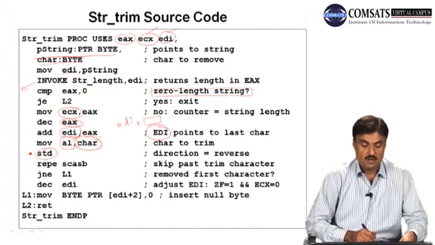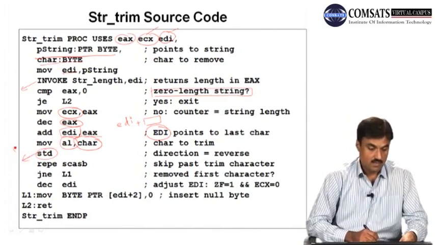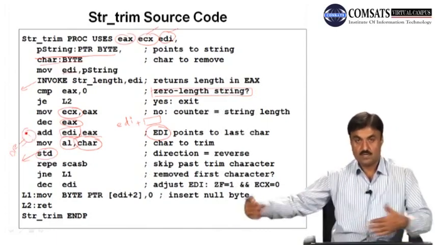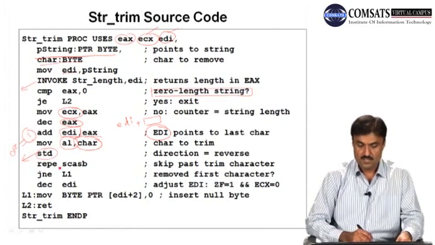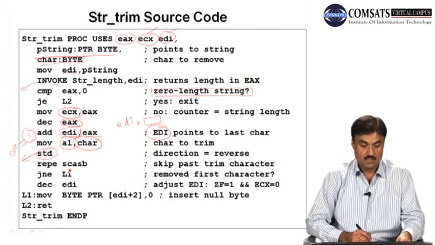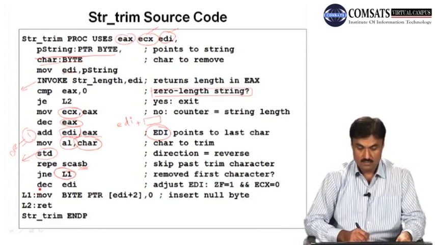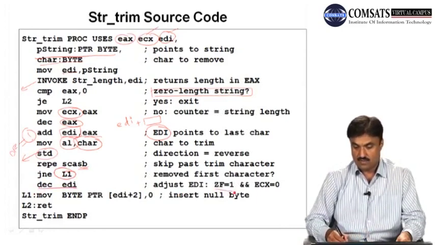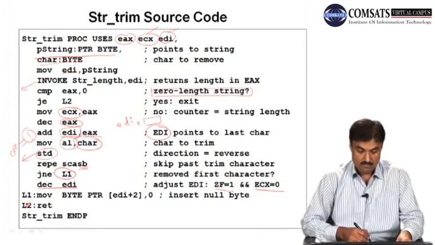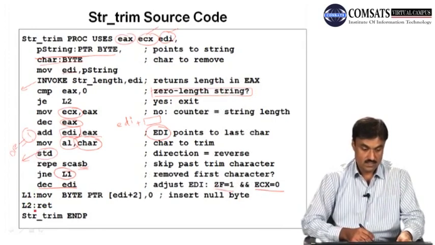So we set the direction flag equal to one. What will happen? We are starting from the reverse direction. Repeat until equal: we skip these characters, scanning byte by byte, and we skip all those characters. If they are not equal, we jump to L1, otherwise we will decrement. So adjust EDI; if the zero flag is set and ECX is equal to one, we adjust this ESI.